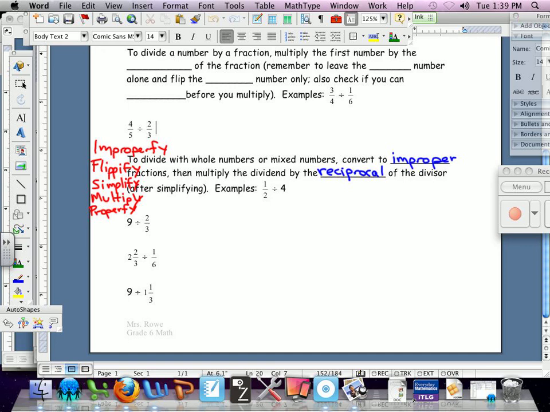All right, so that's our 5 steps. If I have a division situation and it has fractions involved, I've got to go, okay, improperify, flipify, that makes it a multiplication problem, don't forget that part. Simplify, multiply, properify.